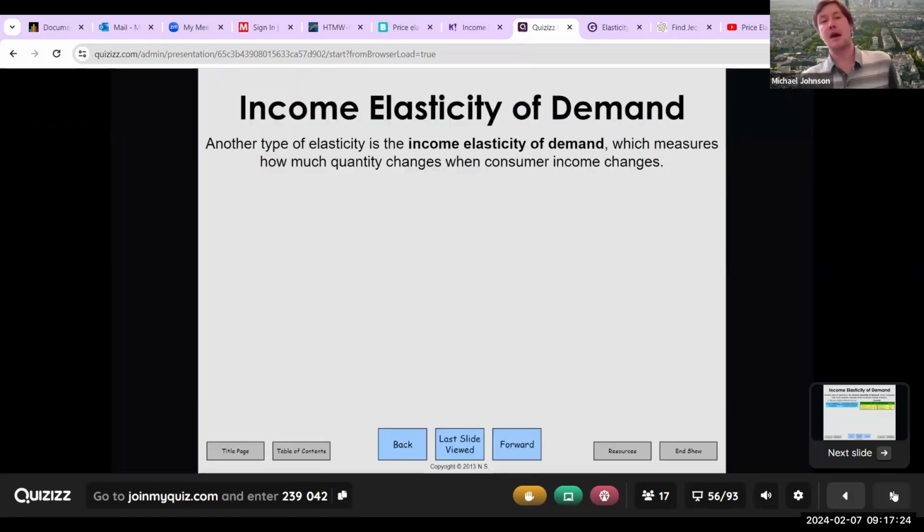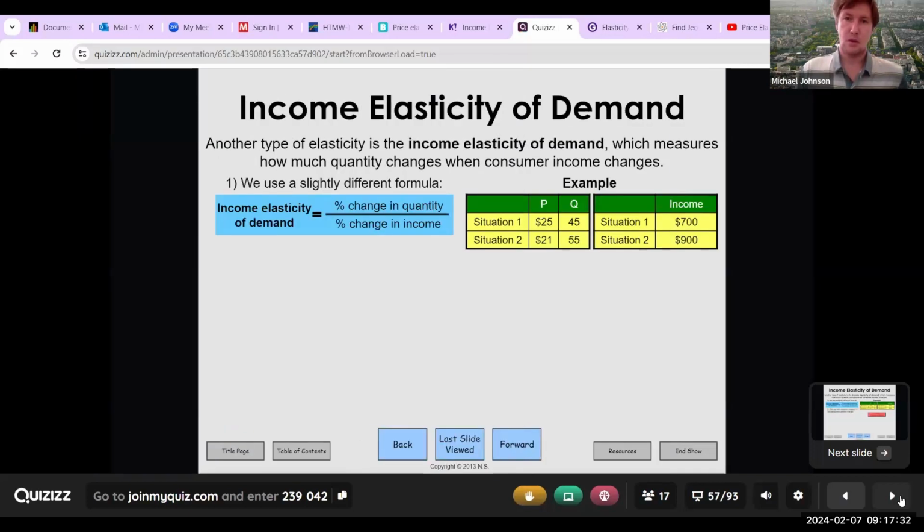Another type of elasticity is the income elasticity of demand, which measures how much quantity changes when consumer income changes. It's calculated very similarly. Sorry, it's change in quantity divided by change in income.